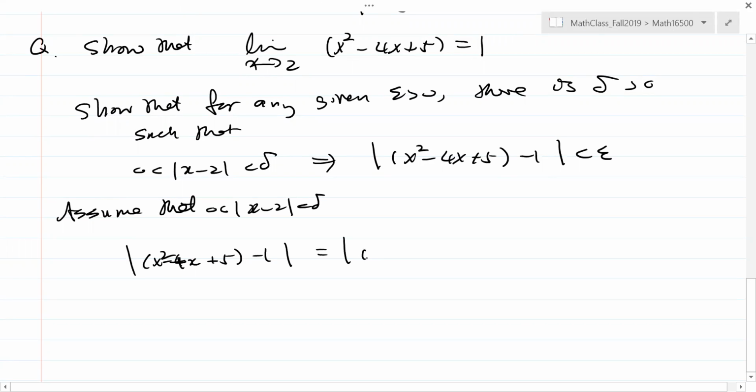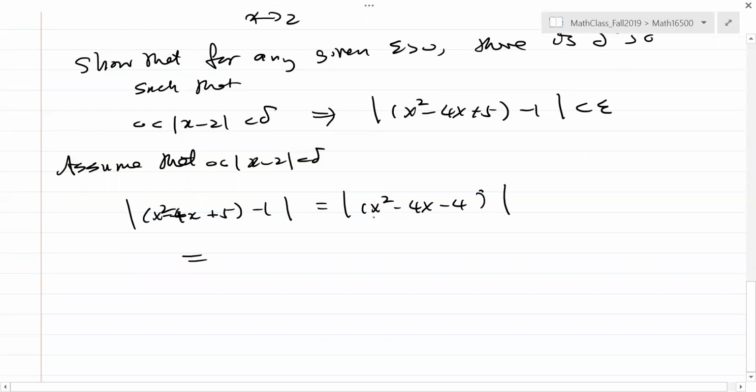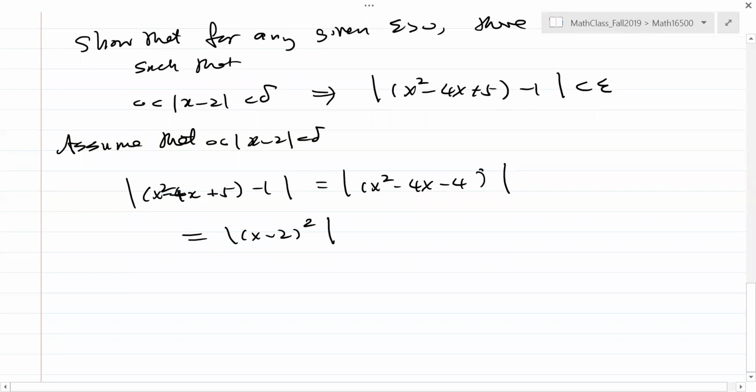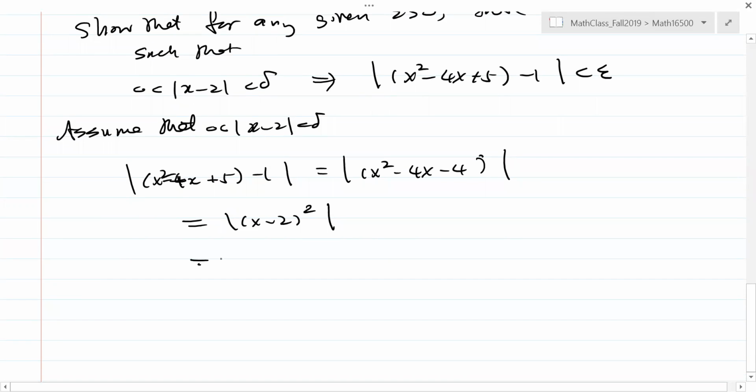Let me simplify. It's going to be x squared minus 4x plus 4. Then I still don't see x minus 2 there. That's okay. But I see x squared minus 4x plus 4 is going to be x minus 2 squared. Great. This time we only make one assumption on delta. I already see x minus 2 squared. My assumption says that this is less than delta squared, by assumption.